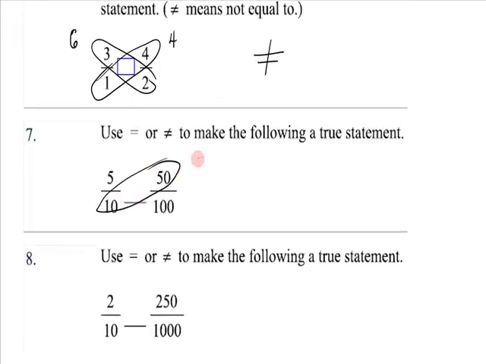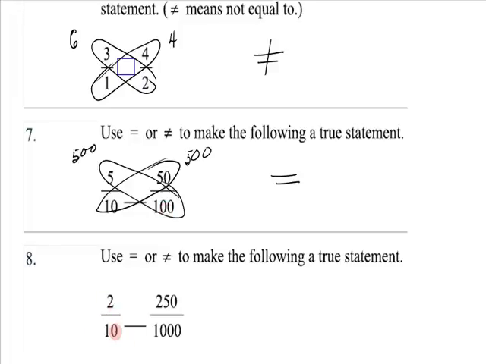Next one. 10 times 50. Well, the 1 times 5 is 5, and there are 2 zeros to tack on. 100 times 5 is 500. Those cross products were the same. They are equal. This fraction and this fraction both reduce to 1/2, so you could do it that way.